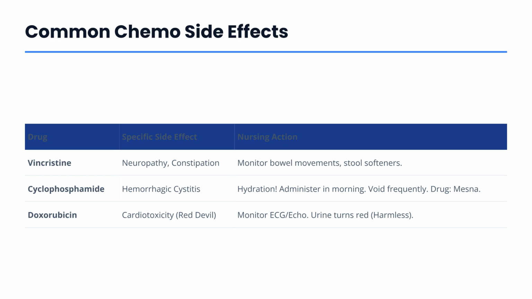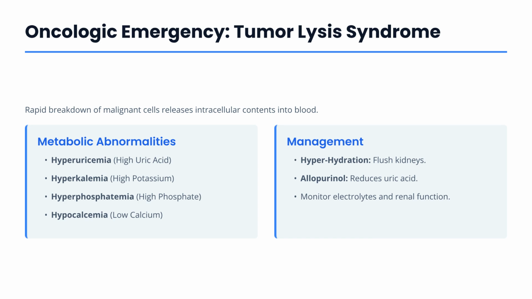Common chemotherapy side effects, known as toxicities, affect rapidly dividing cells, leading to myelosuppression, alopecia, nausea and vomiting, and mucositis. Tumor lysis syndrome is an oncologic emergency caused by the rapid breakdown of malignant cells. This causes hyperuricemia, hyperkalemia, hyperphosphatemia, and hypocalcemia. Management requires hyperhydration to flush the kidneys and allopurinol to reduce uric acid.